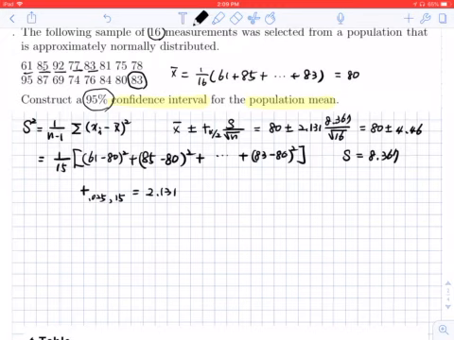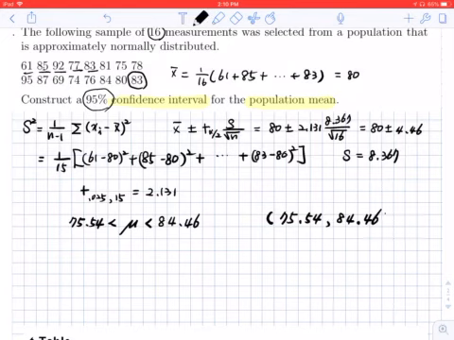So in other words, mu is greater than 75.54 and less than 84.46. So you can write it down using the open interval parentheses: 75.54 comma 84.46. That's it. If you have a question, you can leave a question right here or send me an email.